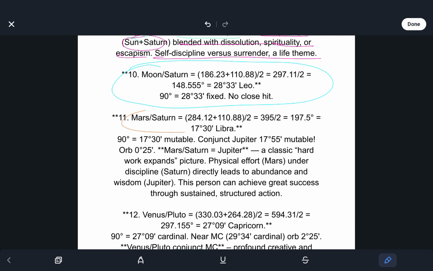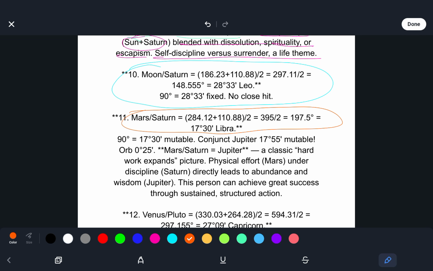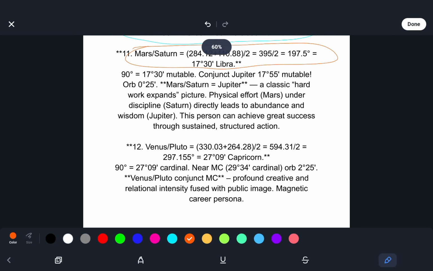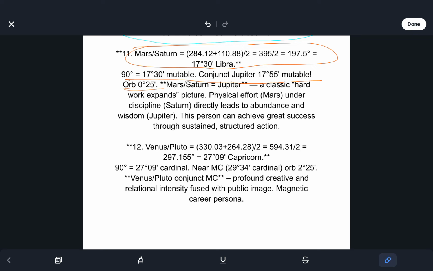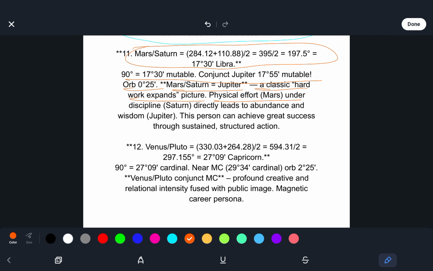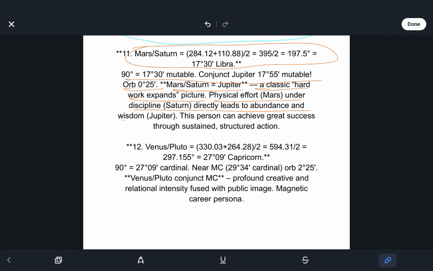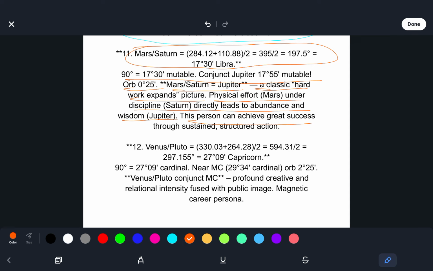Mars, Saturn, at 17 degrees 30 Libra. So 90 degrees equals 17 degrees 30 mutable. Conjunct Jupiter at 17 degrees 55 mutable, an orb of 0 degrees 25. Mars, Saturn equals Jupiter. Classic hard work expands picture. Physical effort, Mars under discipline, Saturn, directly leads to abundance and wisdom, Jupiter. This person can achieve great success through sustained, structured action.